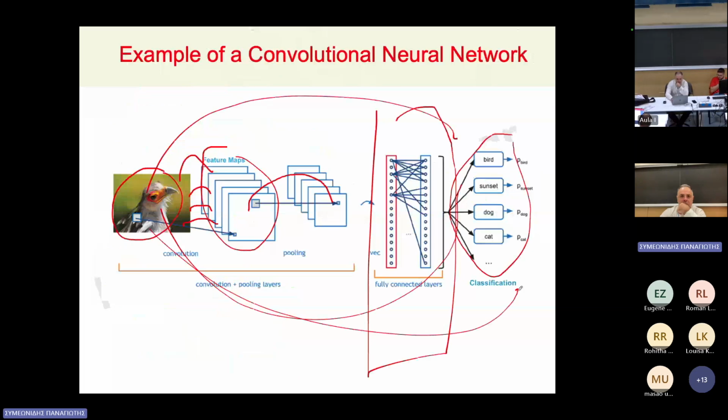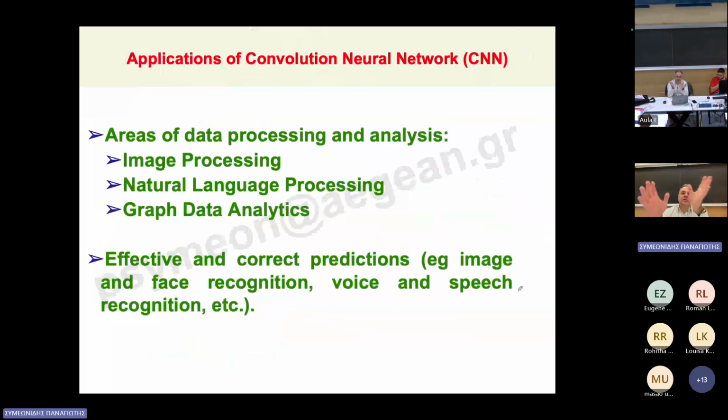Okay, so this revolution in convolution neural networks also helped a lot in natural language processing right now, with chatbots and ChatGPT and everything, which is a very, very important development.